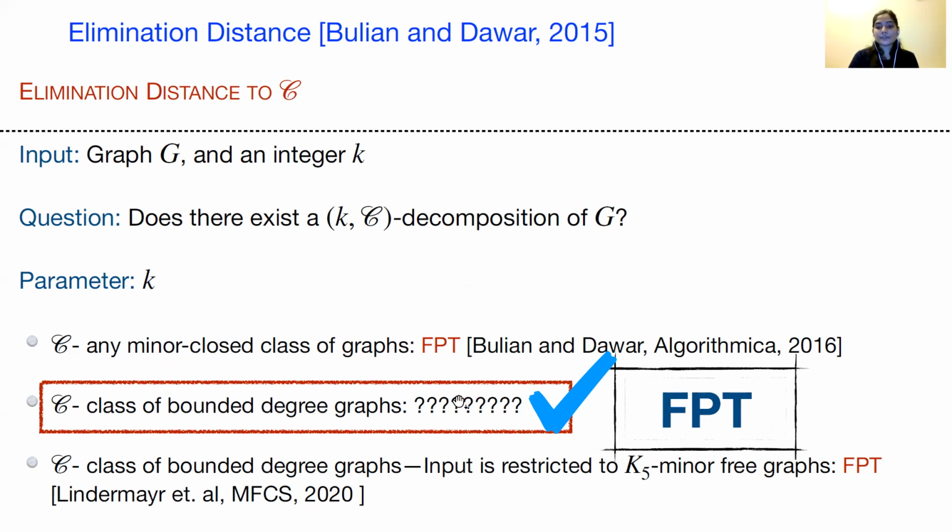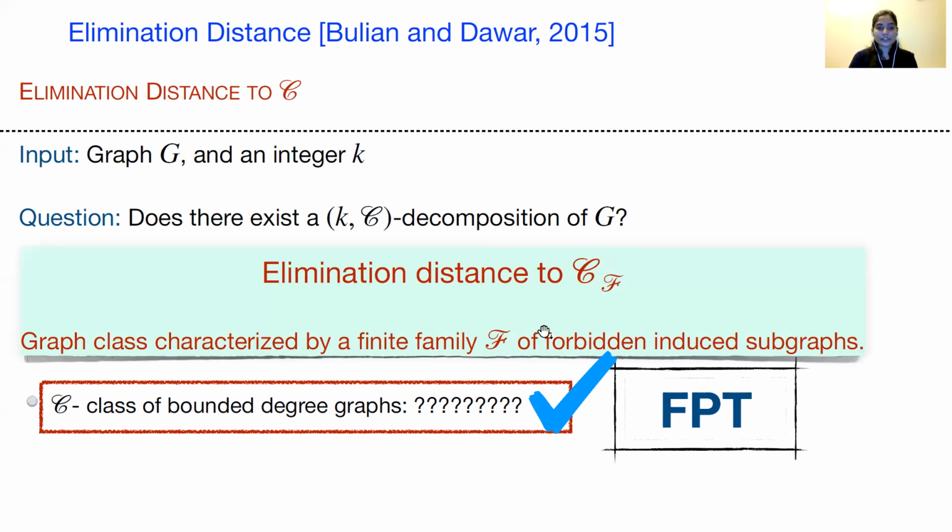And here, in this paper, we showed that the problem is FPT. Actually, we show something more general. We show that elimination distance to a graph class which is characterized by a finite family F of forbidden induced subgraphs is FPT. And you can see that the class of bounded degree graphs can be obtained as a corollary from here.